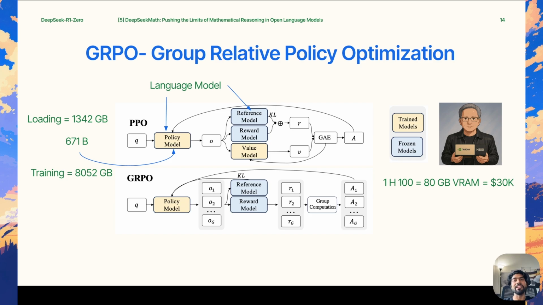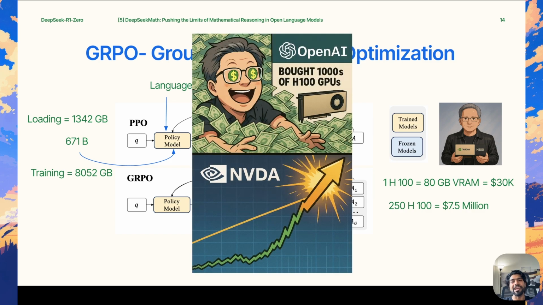But wait, we need another 100 GPUs for the value model and another 50 GPUs to handle the reference and reward model. Add all that up, and training DeepSeek R1-Zero with PPO would require around 7.5 million US dollars just for the GPUs. No wonder Nvidia's stock is skyrocketing.